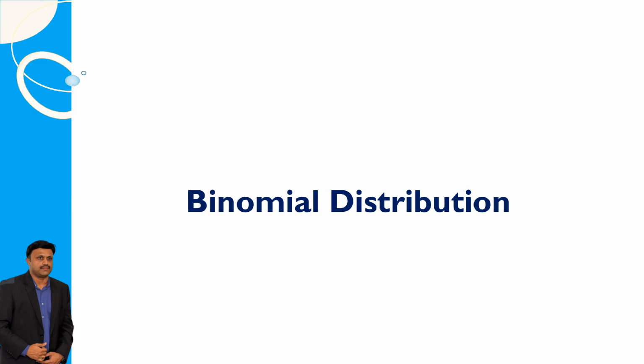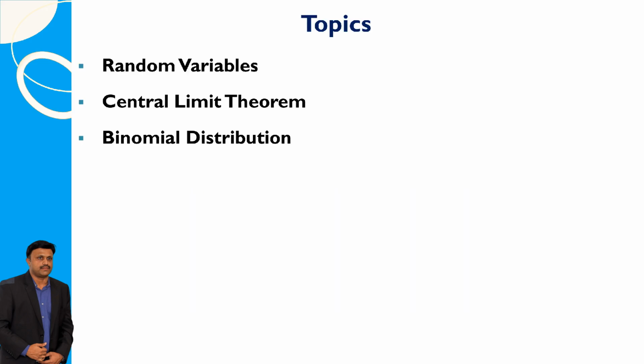Binomial distribution. In this video, we will discuss random variables, which represent the outcomes of random events, the Central Limit Theorem, which states that the means of large samples become normally distributed, and the binomial distribution, which counts the number of successes in fixed, independent trials with two possible outcomes.